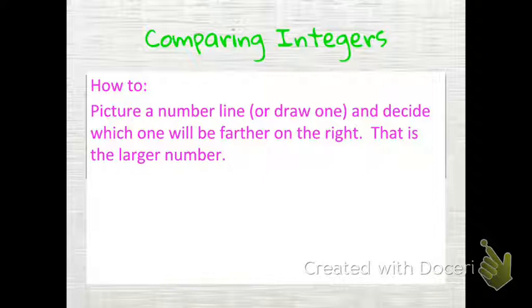When you're trying to compare integers, in other words, just trying to decide which one is bigger, which one is smaller, picture a number line, or you could draw one if you've got a piece of paper and you want to, and decide which one will be farther to the right. We talked about this Friday, I guess that was. Whichever one's farther to the right is the bigger number, period. That's it. It's that simple, which makes sense in the positive numbers, but we end up with a little difficulty in the negative numbers. So we're going to get to that.